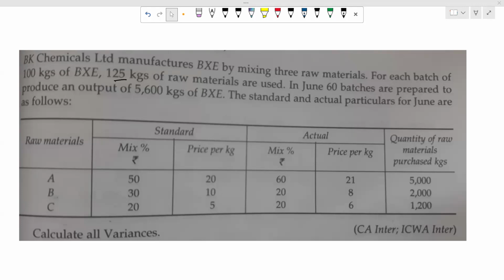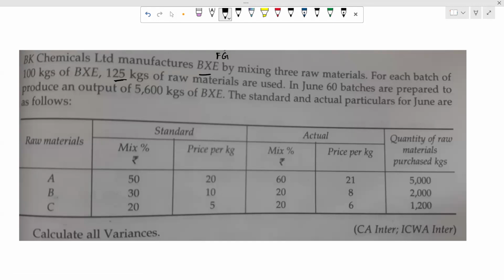BK Chemicals Limited manufactures BXE by mixing three raw materials. So here BXE is nothing but the finished goods which is manufactured by making use of three different types of raw materials. For each batch of 100 kg of BXE, 125 kg of raw materials are used.